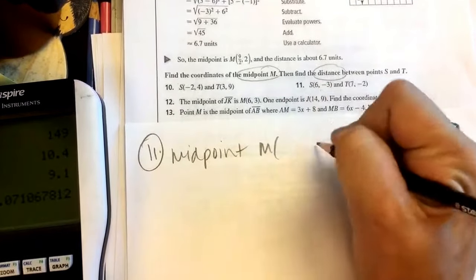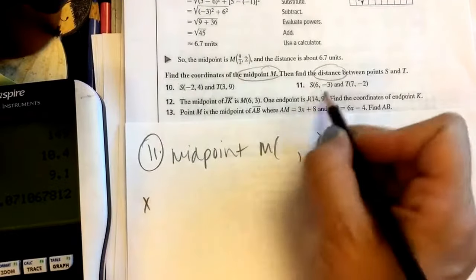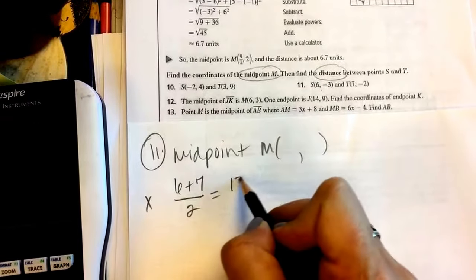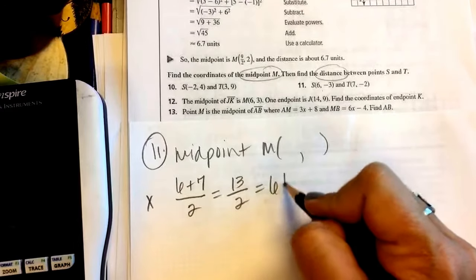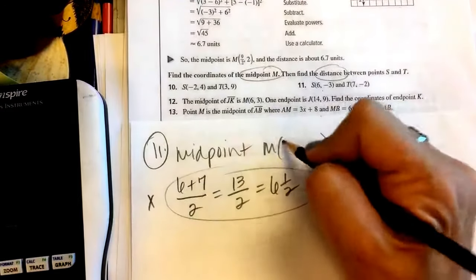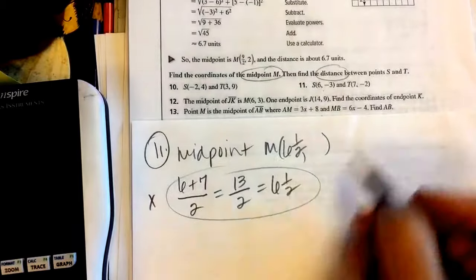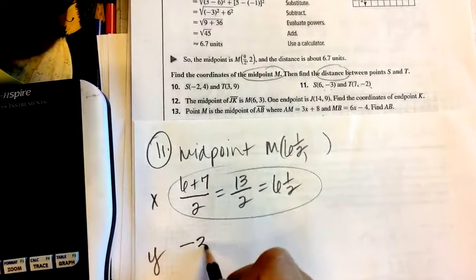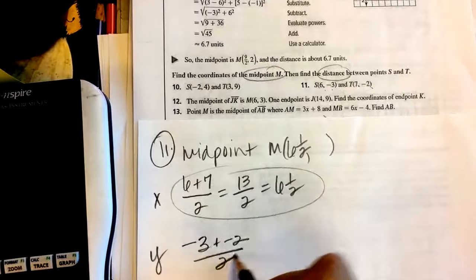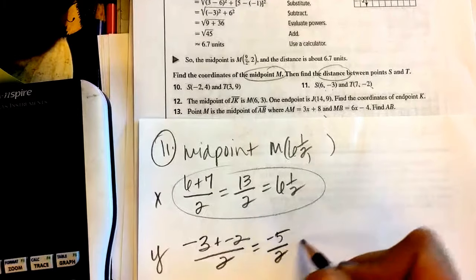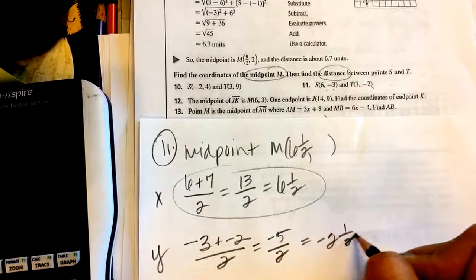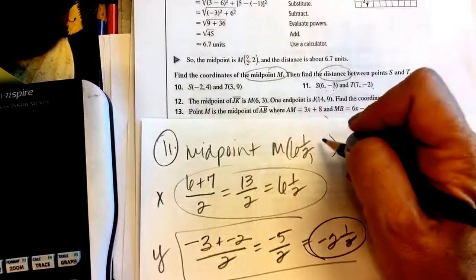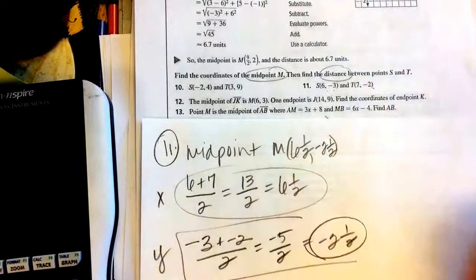Looking for my X's and Y's. X midpoint, I'm going to go 6 plus 7 all over 2. 13 over 2. There's that 6.5 again. That's for my X's. Now, Y's midpoint, I'm going to do negative 3 plus negative 2 all over 2. Negative 5 over 2. That's going to be negative 2.5. So then my midpoint is 6.5 and negative 2.5.